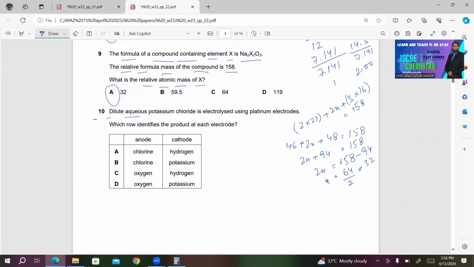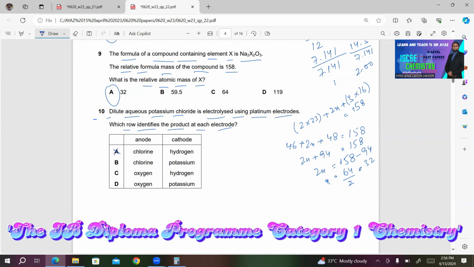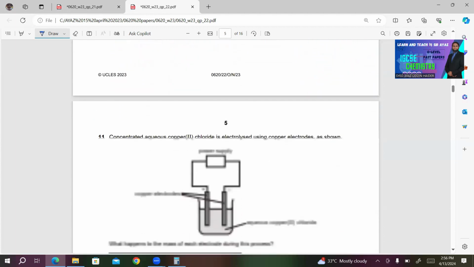Number 10. Dilute aqueous potassium chloride is electrolyzed using platinum electrodes. Which row identifies the product at each electrode? So we have a dilute aqueous potassium chloride. So at anode, we must get oxygen. So narrow down the choices. A and B are incorrect. Either C is correct or D is correct. What about the product at cathode? At cathode, we must get hydrogen, not potassium. So C must be the right answer for this question. Moving to next question.